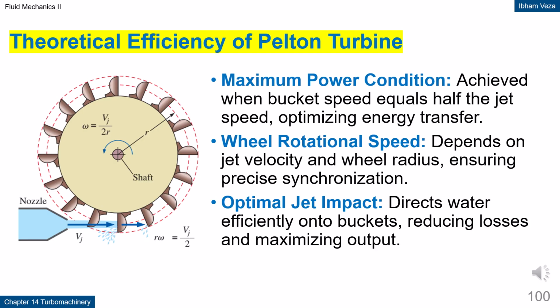The theoretical maximum efficiency is achieved when the bucket speed equals half of the jet speed. Under this condition, the momentum change and energy transfer become optimal. The rotational speed of the wheel depends on the jet velocity and the wheel radius. If the bucket speed is too small or too large, part of the jet energy will be wasted. This principle is a key guideline in designing the operating speed of a Pelton turbine.